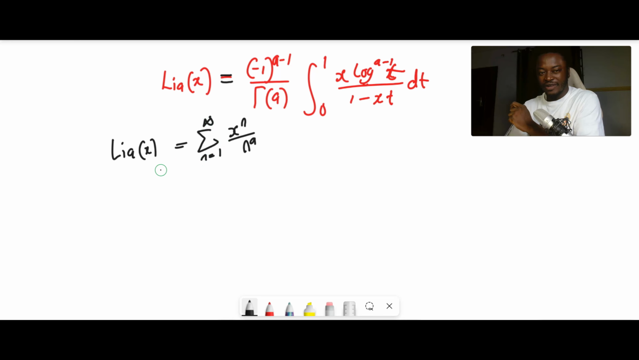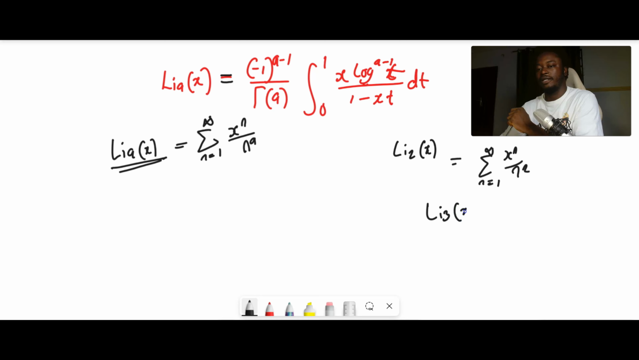Today in this video we're going to investigate the general formula for the integral representation of the polylogarithms, and this is how we define the polylogarithms. We define them to be the sum as n runs from 1 to infinity of x to the n over n to the a. For example, the dilogarithm is defined to be the sum as n runs from 1 to infinity of x to the n over n squared, and the trilogarithm is defined to be the sum as n runs from 1 to infinity of x to the n over n cubed. Now this is the dilogarithm, trilogarithm, and the pattern continues in that way.